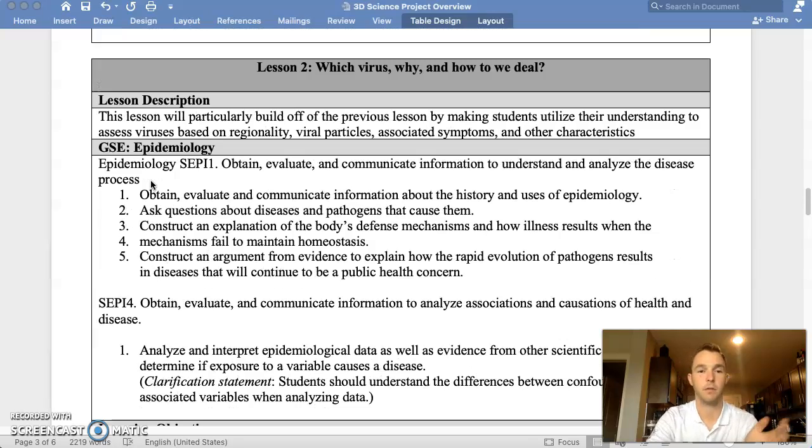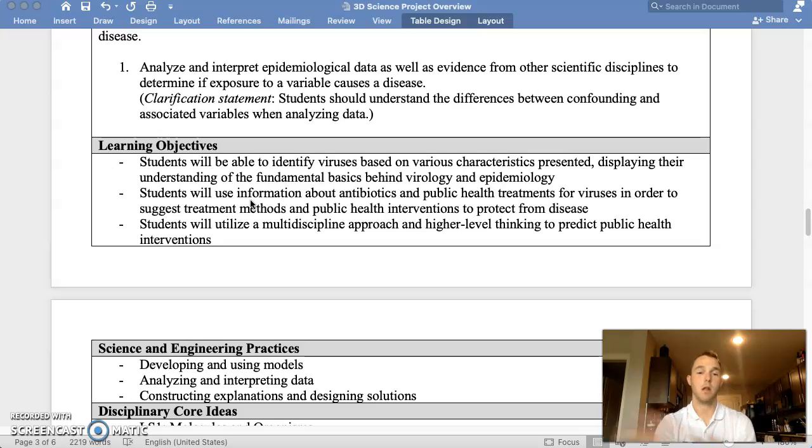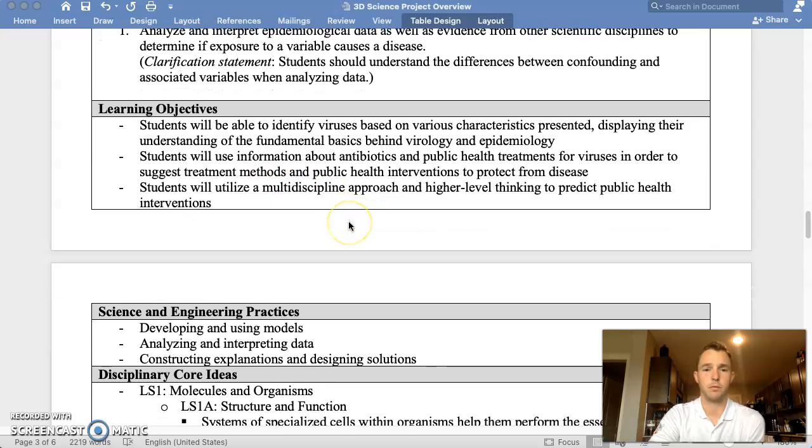So this is kind of introducing that regionality role, the other confounding variables that are such a prominent part of epidemiology. The students will be able to identify the viruses based on the characteristics and display their understanding of the fundamentals. They will use information about antibiotics and public health interventions for viruses in order to suggest treatment methods and interventions to protect from the disease.